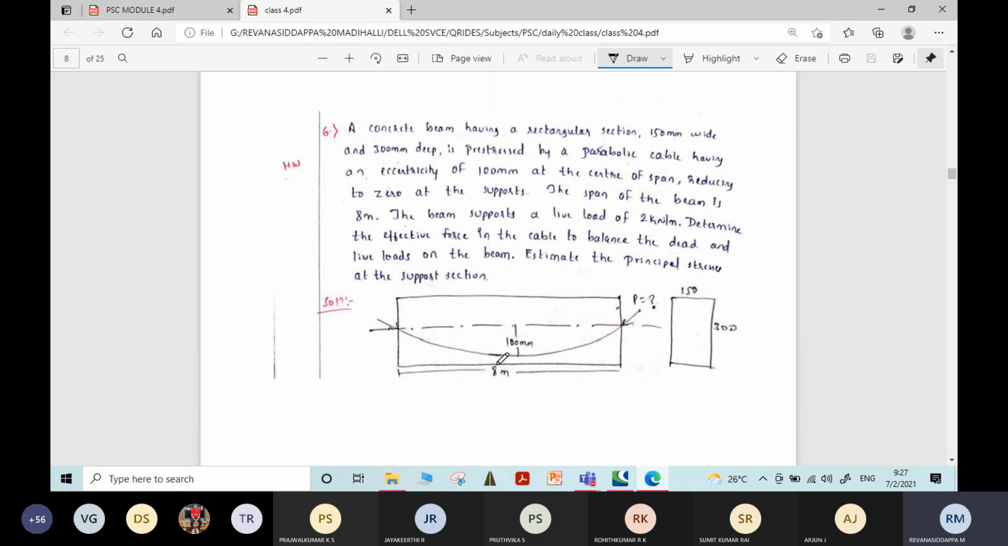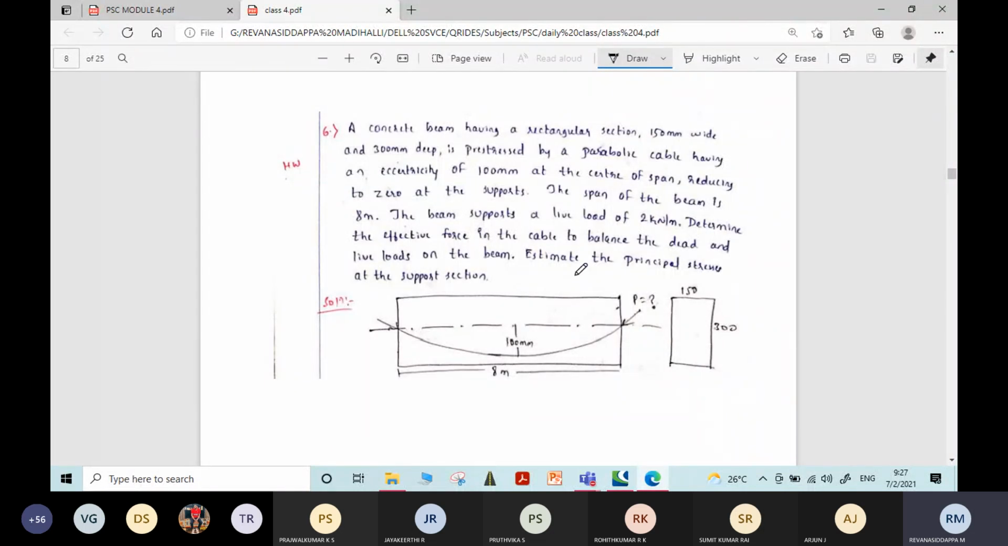8 meter is the span. The beam supports a live load of 2 kilonewton per meter. Okay, the beam is subjected to a live load of 2 kilonewton per meter. Determine the effective force in the cable to balance the dead and live loads on the beam. Okay, this is the first question. We have to find the effective force in the cable to balance the dead load and live loads acting on the beam.